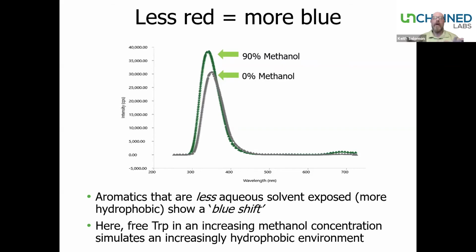So if the aromatic goes from a more solvent exposed or more hydrophilic environment to a more hydrophobic environment, instead of the other way around, you'll see a resulting blue shift, higher energy emissions, and it will move the curve to the left of the spectrum. And that's what we call a blue shift, and it is pretty phenomenal to see this spectrally.